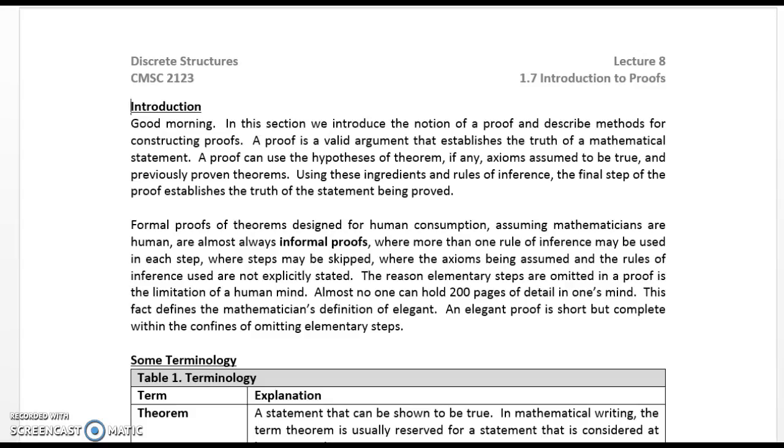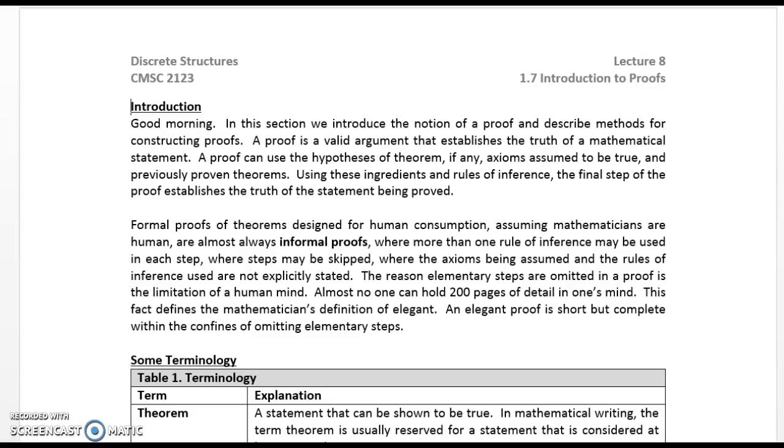being proved. Formal proofs of theorems designed for human consumption, assuming mathematicians are human, are almost always informal proofs, where more than one rule of inference may be used in each step, where steps may be skipped, where axioms being assumed and rules of inference are not explicitly stated.